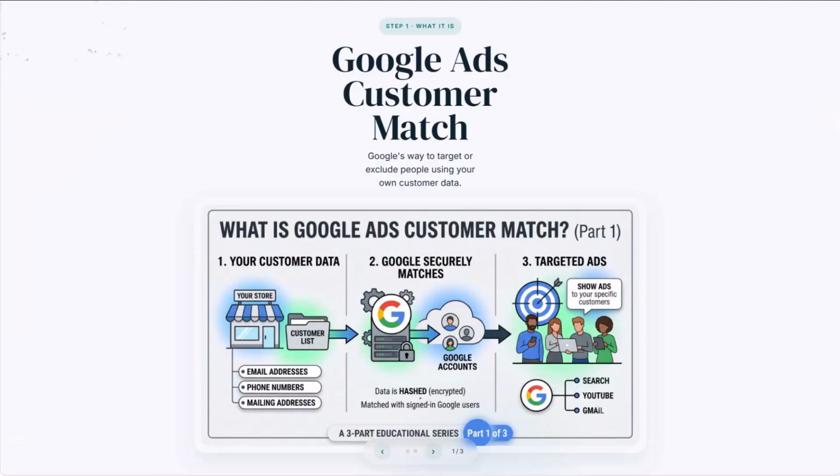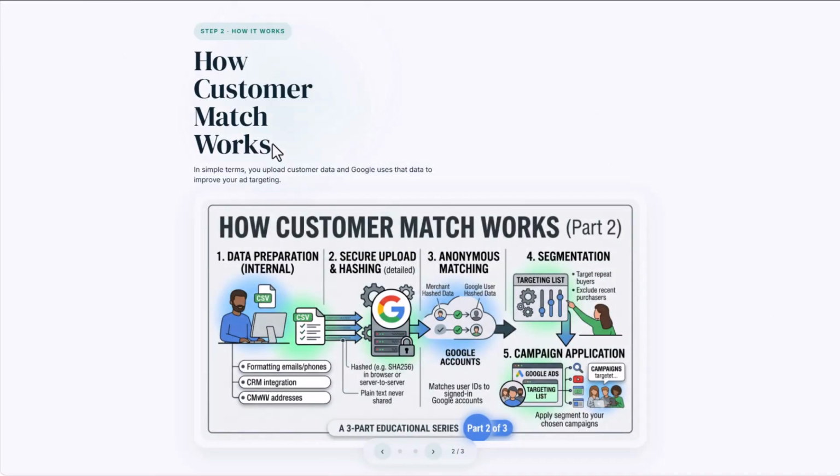So let's come back over here to our presentation and let's get to number 2, how it works. Data preparation internal. So basically you have a big CSV file. You can see my little thing here got cut off, my little AI generated image. Secure upload, anonymous matching, and then you can segment. So when you're uploading, and I'll show you this shortly, you can actually segment by high value customers versus all customers. There's a bunch of different options that you have there.